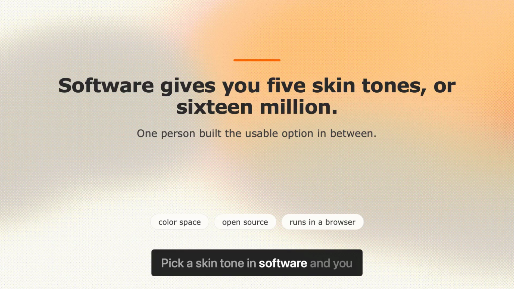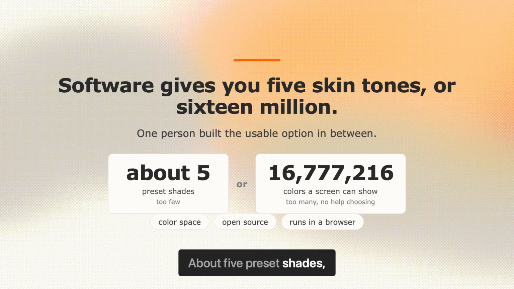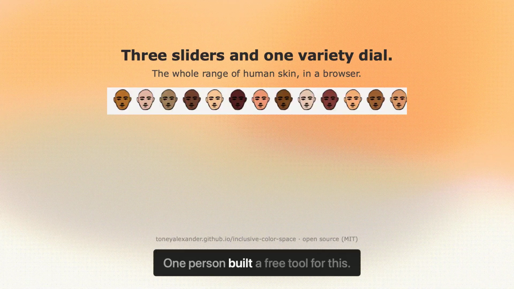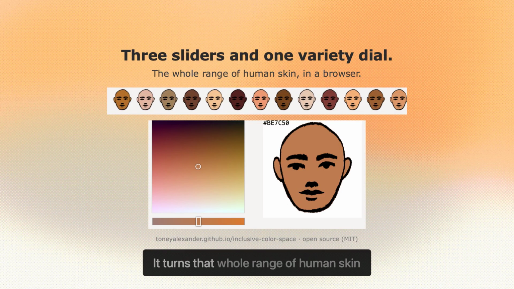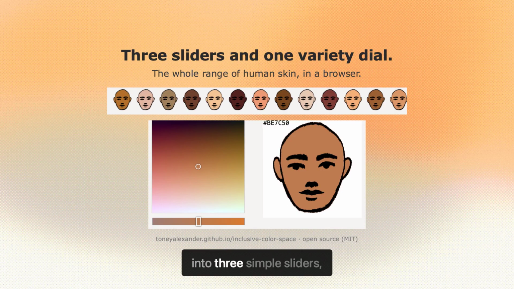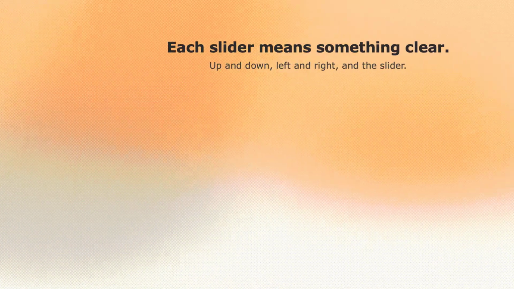Pick a skin tone in software, and you get two bad options. About 5 preset shades, like an emoji, or all 16 million colors a screen can show, with no help choosing. One person built a free tool for this. It turns that whole range of human skin into 3 simple sliders, plus one dial for how much variety you want. It runs in a browser.